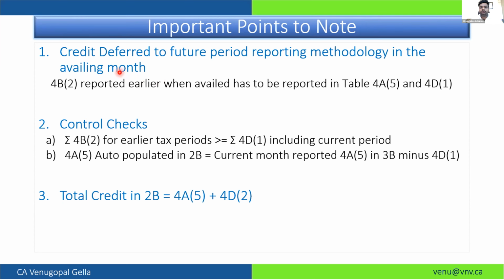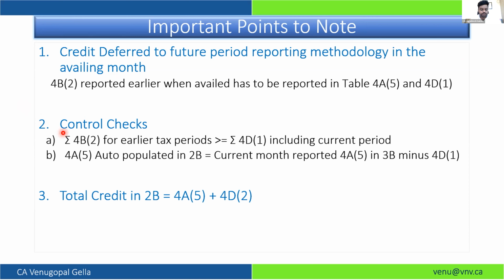If credit is deferred to a future period, the reporting methodology is as follows. I reversed the credit in the previous period under 4B2, and in the current period, I am re-evaluating it. What is the methodology in that case? I will add that figure, what I have reversed under 4B2 in the previous period, to 4A5 and report that in 4D1. 4A5 plus 4B2, which I reversed in the previous period. Same figure, I am disclosing it in 4D1.